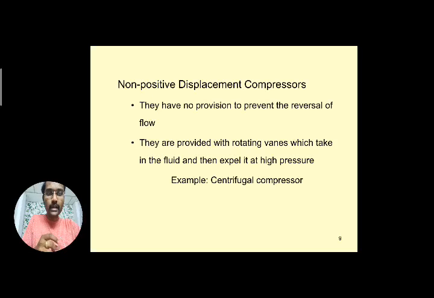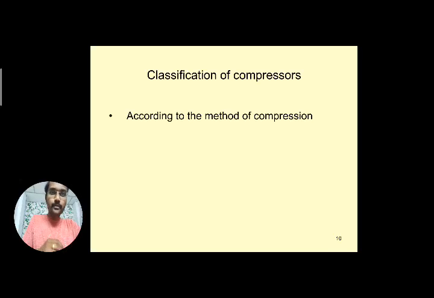So for example, you can take a centrifugal compressor. It is the best example for a non-positive displacement compressor. And these are the two main groups. Next, depending on different factors, compressors can be classified. So we will see those factors.